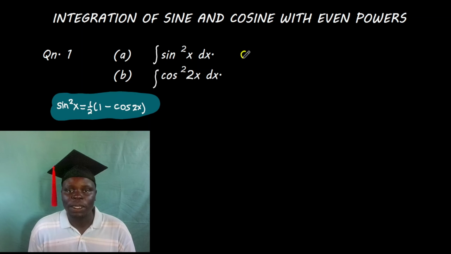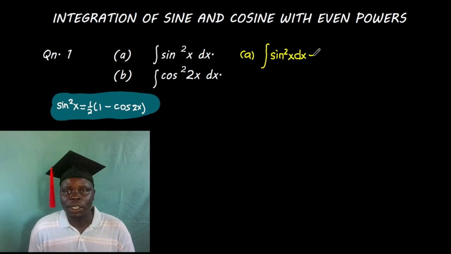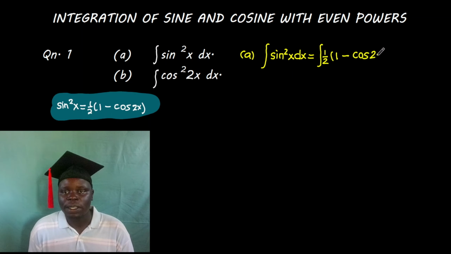The first one is A, which says we need to get the integral of sine square x with respect to x. This can be written in terms of 1/2 into 1 minus cos twice x, with respect to x.